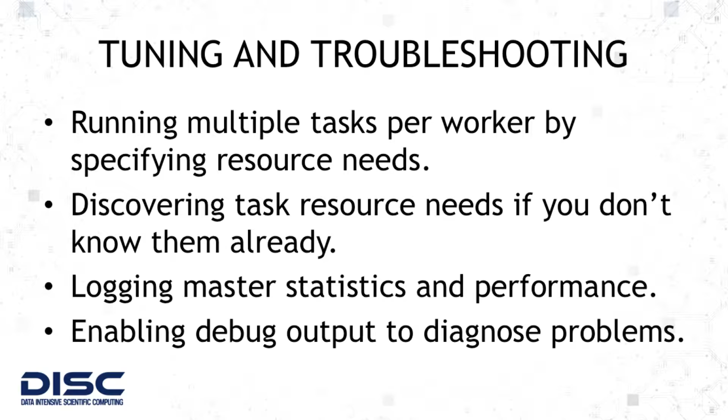Now you'll find as you scale up, you're likely to run into problems sooner or later simply because a distributed system is a very dynamic environment in which many things can go wrong. So in this lecture, I'm going to give you some tips and techniques for tuning and troubleshooting work queue programs as you scale them up. This includes running multiple tasks per worker by specifying resource needs explicitly, discovering task resources when you don't know them already, logging and plotting master statistics and performance, and turning on debug output to diagnose technical problems.